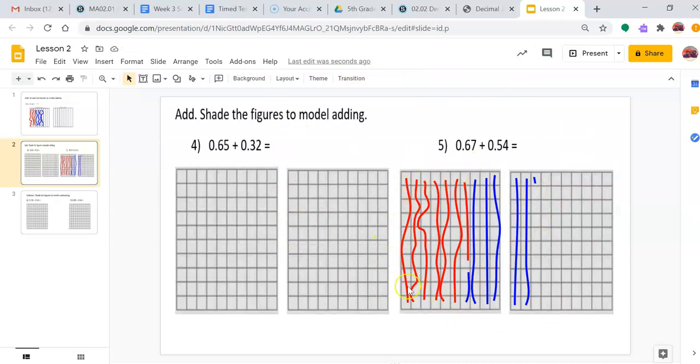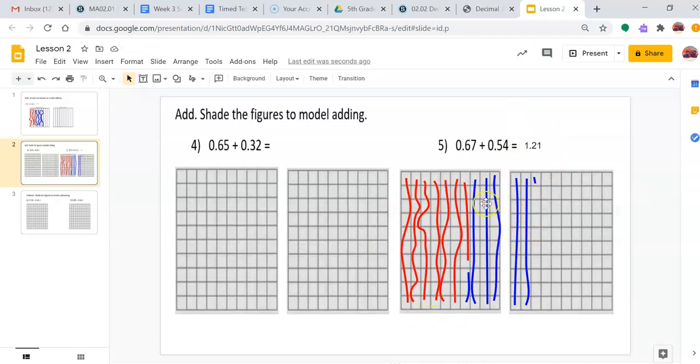So you see we colored all of these in, and then we colored some of them in over here. So what that means when we color in an entire grid, that means we have one whole thing. So when we added these numbers up, we had one whole, then we're going to add our decimal. And how many did I color here? I colored 10, 21. So I'm going to add my 21. So your answer there would be 1 and 21 hundredths, okay?